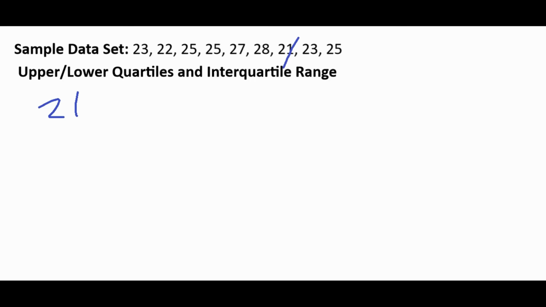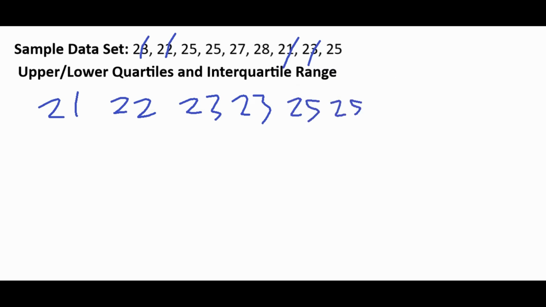The next biggest number is going to be 22. There we go. We got 1, 2 23s. So we got the 23s out of the way. We got 1, 2, 3 25s. And that leaves us with the 27 and a 28. So there's our entire data sample in order.